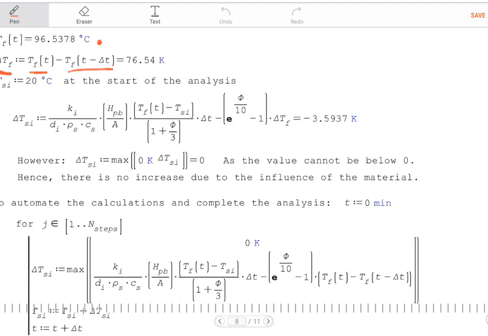Now coming back, we get that after that first increment, our change in temperature is minus 3.6 Kelvin, which is a problem because that actually means the steel is getting cooler as the fire is heating up. That's just a numerical problem, and our value can never be below zero. So if it is, we simply set it to zero. Hence, there's no increase due to the influence of the material. We set it to zero, and we should have some sort of if or maximum script just to double check.